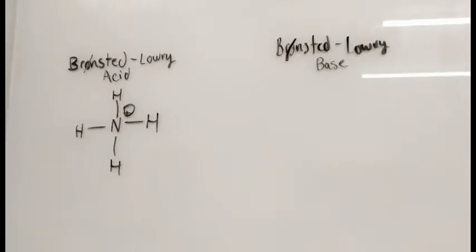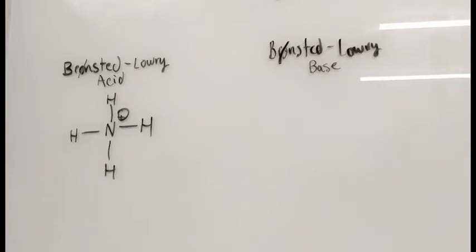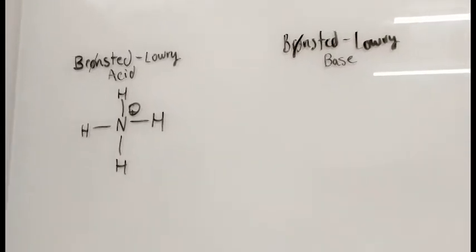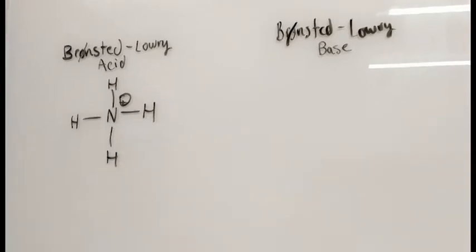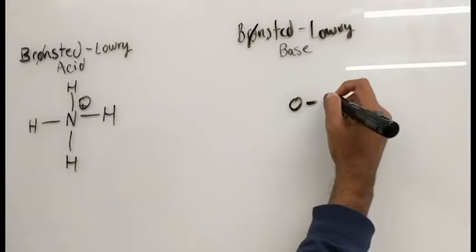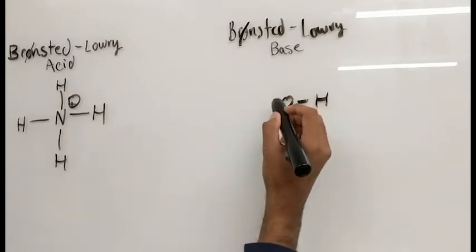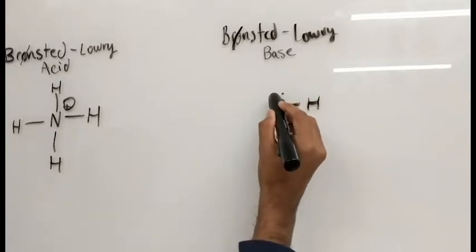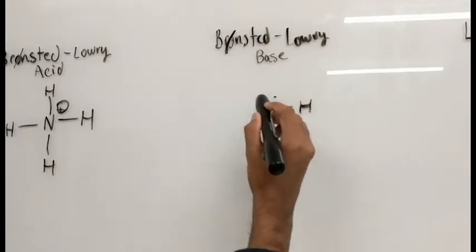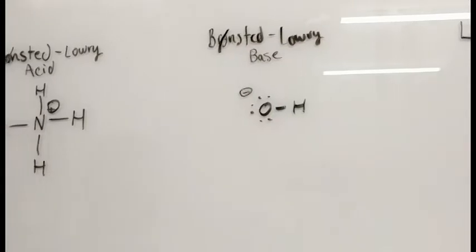Next up, we have the Bronsted-Lowry base, which is a species that accepts a proton in a chemical reaction. An example of that is a hydroxide ion. O and a proton with 1, 2, 3 lone pairs and a negative charge.